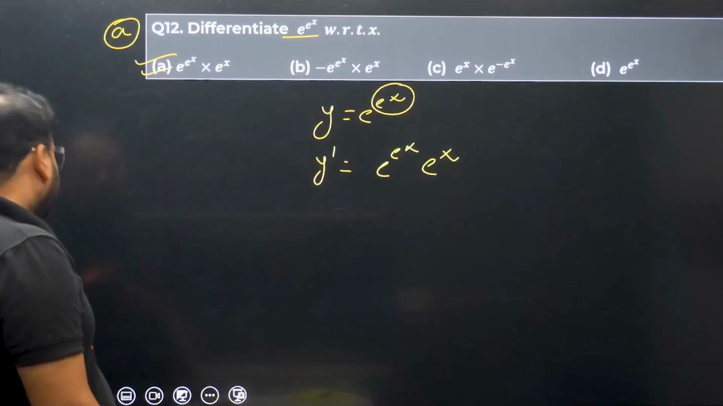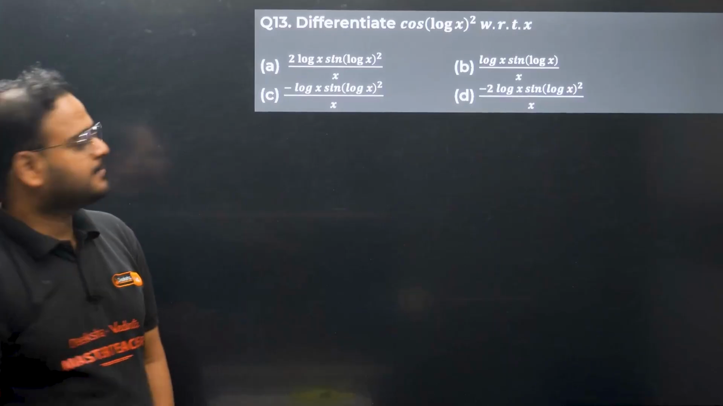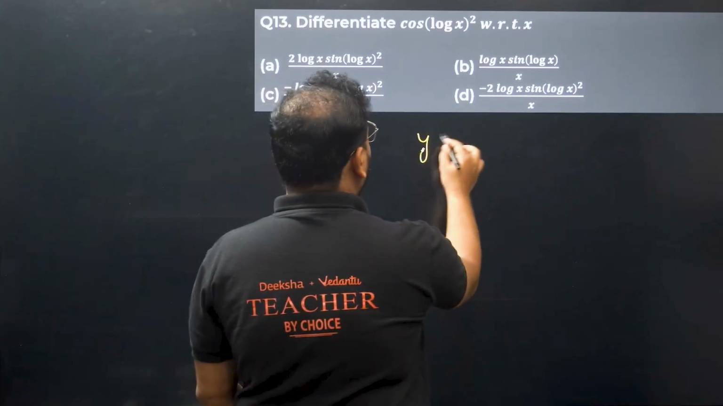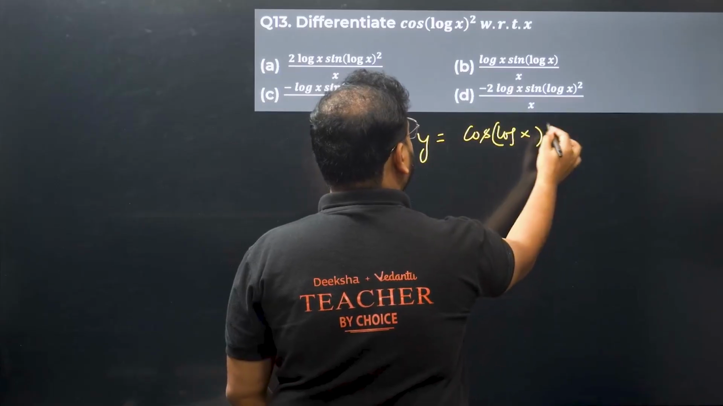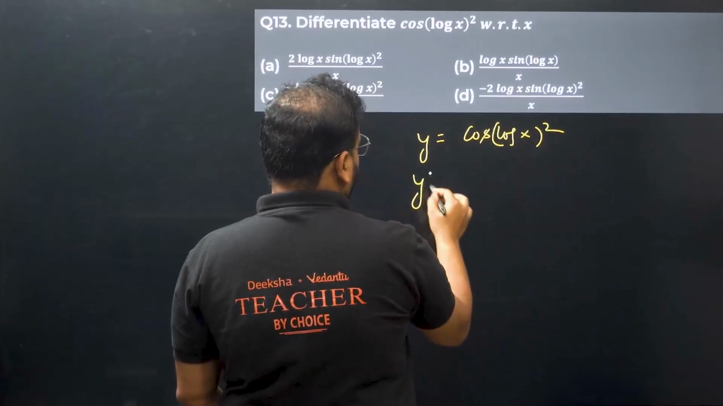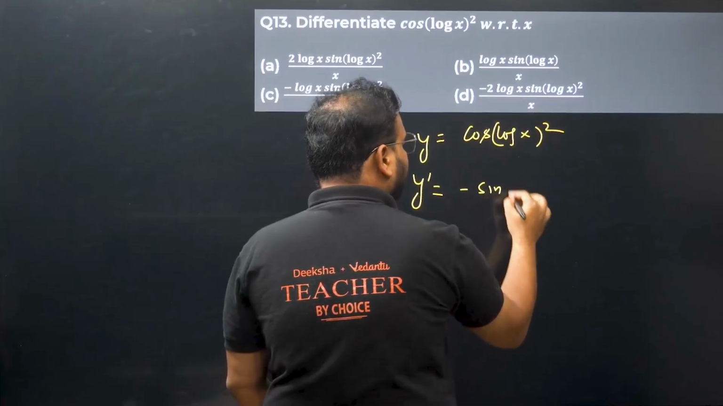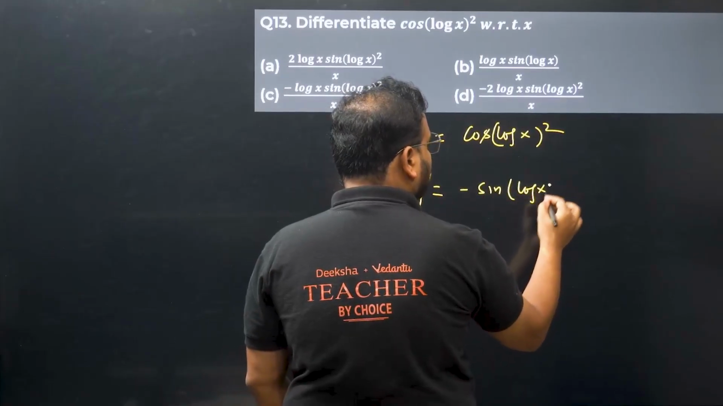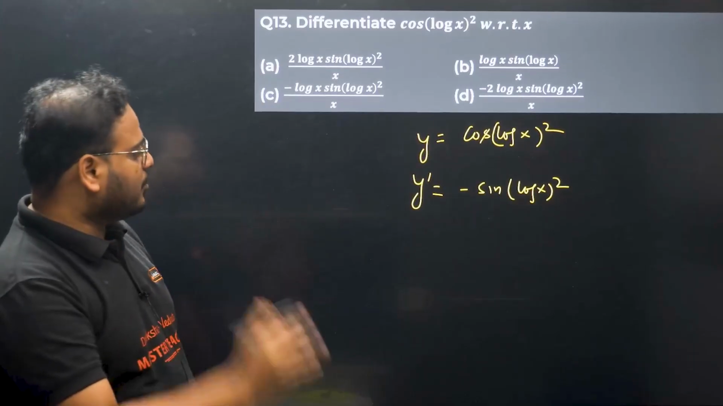Last question of the day. Okay, let's solve this. Cos of log x the whole square with respect to x. Okay, y equal to cos of log x the whole square. Derivative. Derivative will become, cos will become what? Minus sine of log x the whole square. We'll use only chain rule over here.